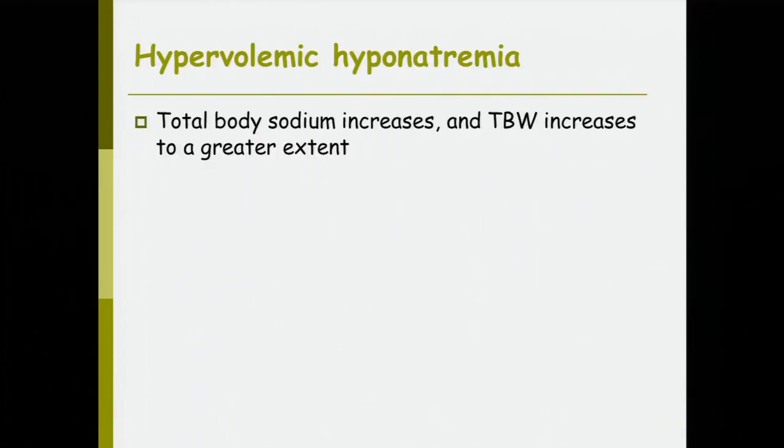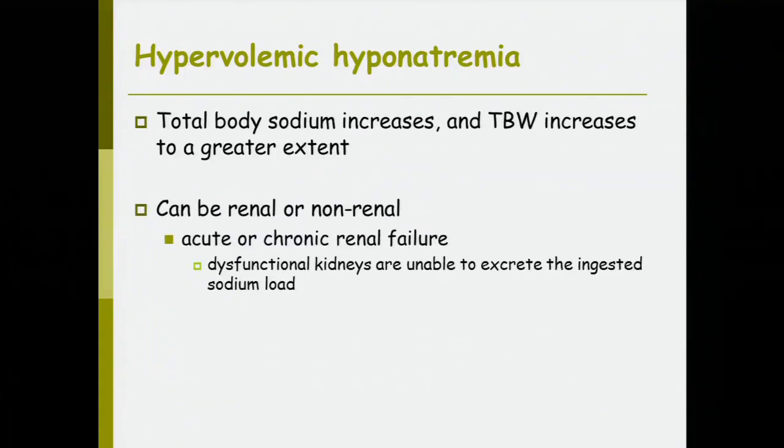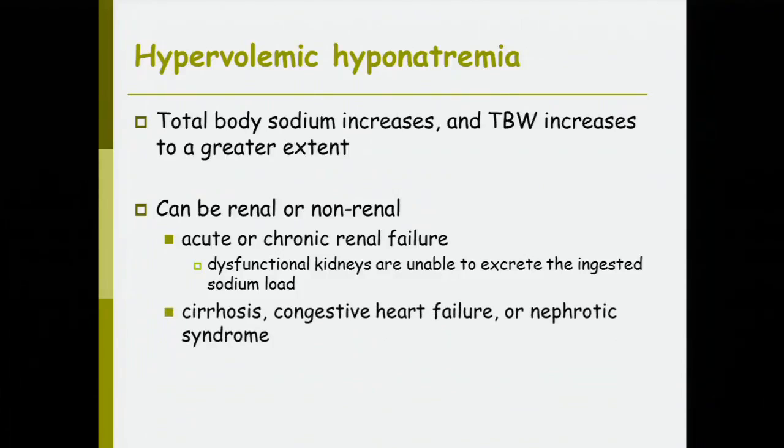And then hypervolemic, we said total body sodium is higher and total body water is higher, and you still continue to drink more water, and that's when you get hyponatremic. It could happen in patients with acute or chronic renal failure, congestive heart failure, cirrhosis of the liver, or nephrotic syndrome. But you got the gist of it, why it is happening, right?